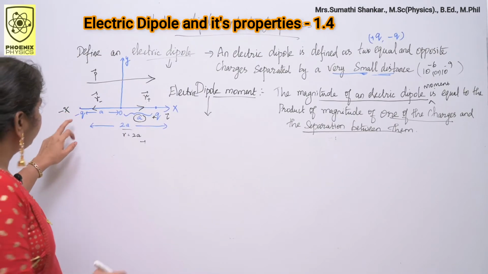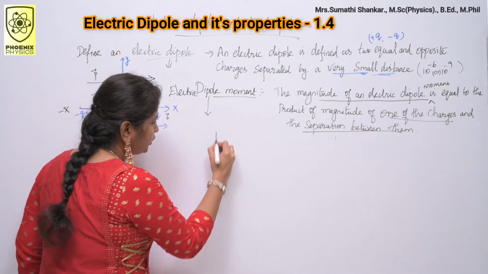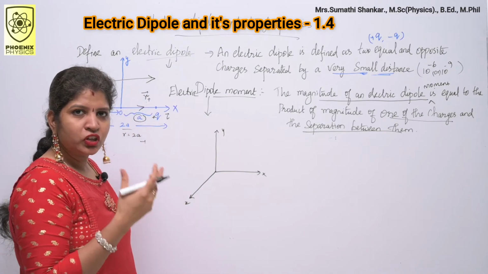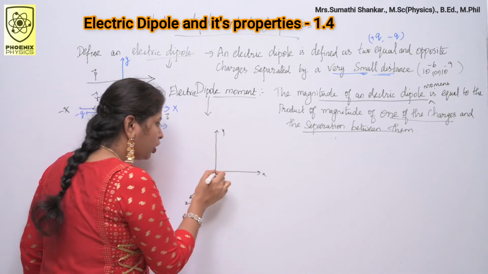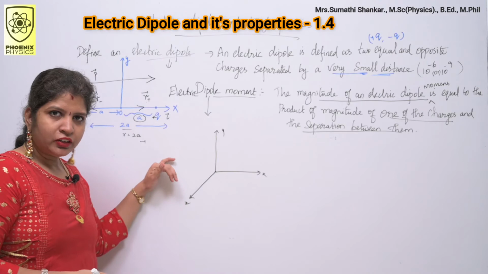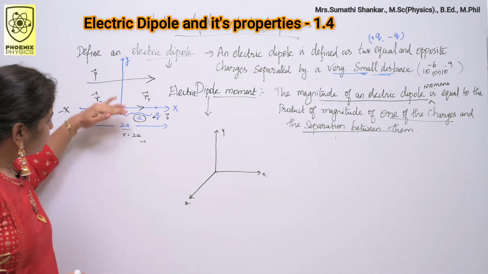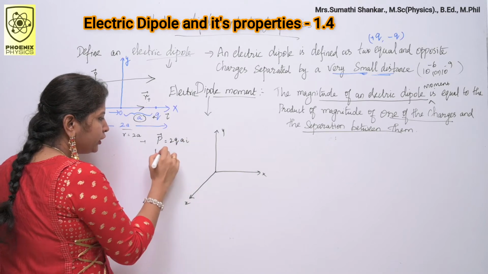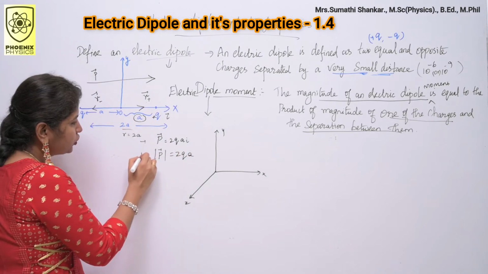Here I have placed the two charges on the x-axis. You know that there are three axes: x-axis, y-axis and z-axis. We can place this charge in any one of the directions, either in the direction of x-axis or y-axis or z-axis. In your book, for our convenience, they have placed both the charges on the x-axis. So from this we have calculated P formula, that is 2qai, and calculated the magnitude of an electric dipole moment, that is 2qa. This is the first property.